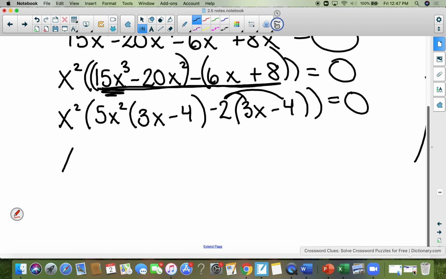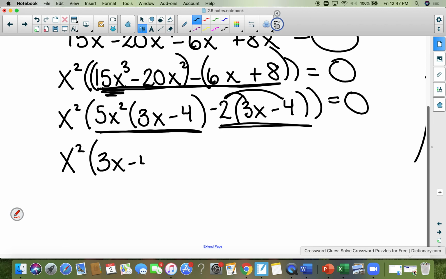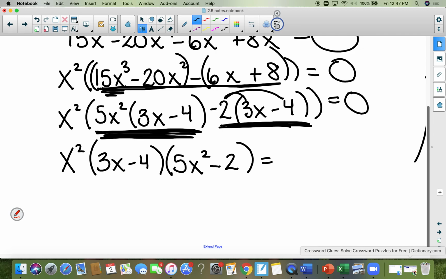Okay, keep going. We know we have an x squared, and we know that these two groups have a 3x minus 4 in common. If you take a 3x minus 4 out of this group right here, I'm underlining it, you're going to have a 5x squared minus, if you take a 3x minus 4 out of this group, you're going to have a negative 2 left.